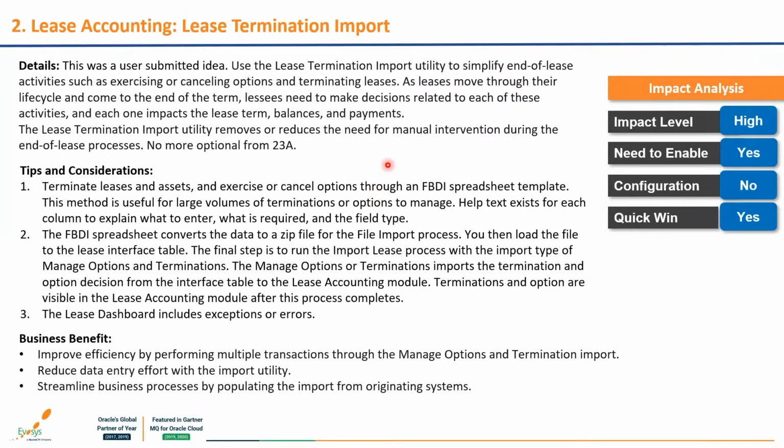So the next update we have is for lease termination activity. At the end of lease, there can be many activities involved, like termination of lease and assets, and exercise or cancellation of options. All these updates we can now make in bulk through an FBDI spreadsheet. With this update, we can reduce the need for manual intervention to update or exercise options, or to decide whether we want to terminate the leases or not.